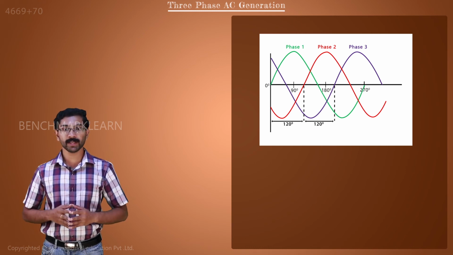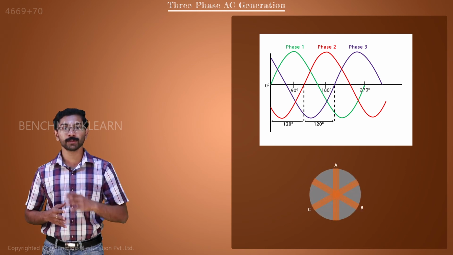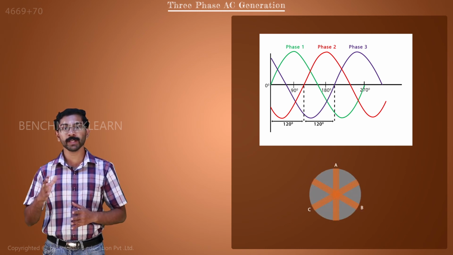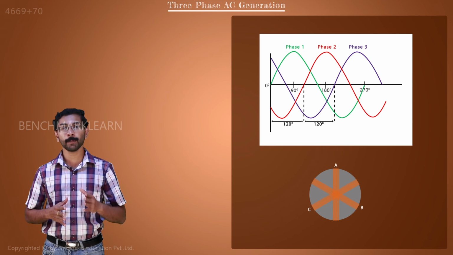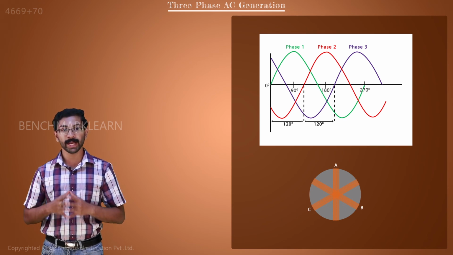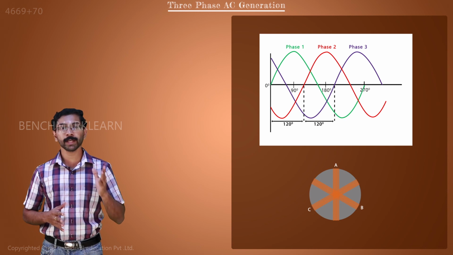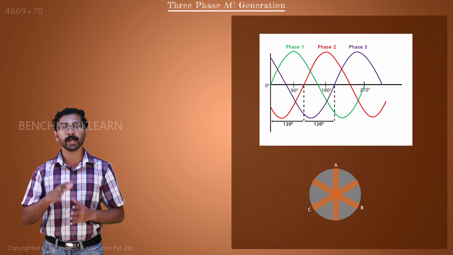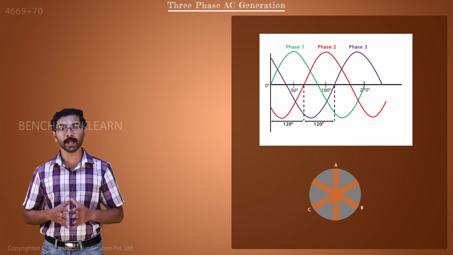To generate three-phase AC, the generators have 3 sets of coils. These coils will be spaced 120 degrees apart to one another. When these coils are rotated in a magnetic field, 3 sets of EMFs are generated across the coils. They are suitably connected to get a three-phase supply at the output terminals of the alternator.